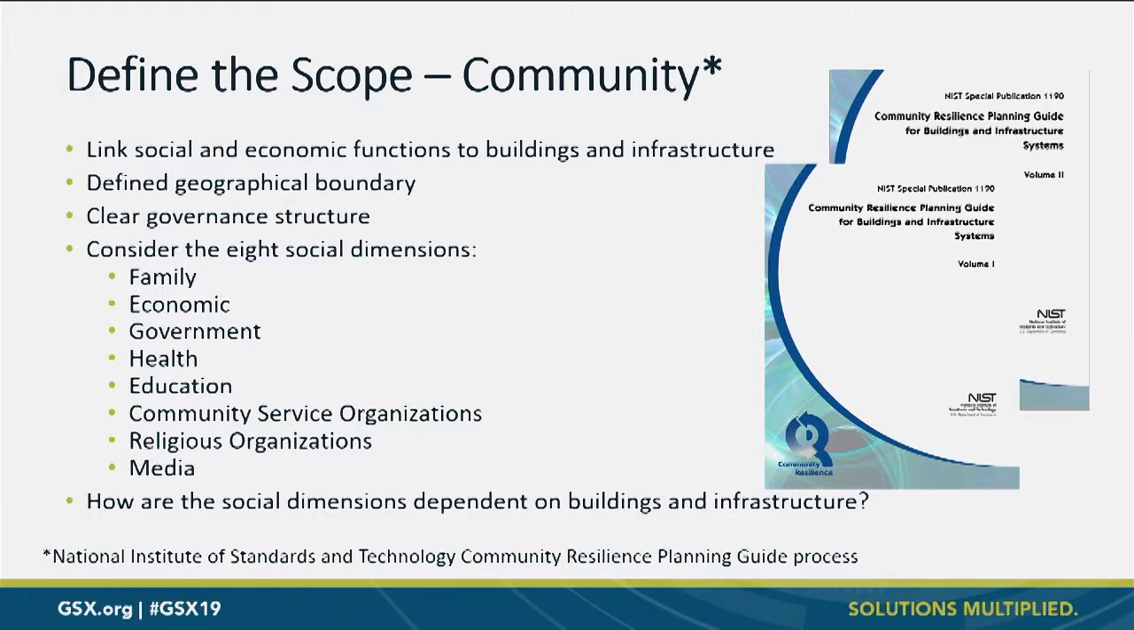And what NIST did in that guide was take those social dimensions and link those to buildings first, or building clusters, and then to the infrastructure systems that they were dependent on. So you could build out kind of a mapping of these dependency networks and really start to understand how the dependencies influence the ability to restore the whole system following a disruption.